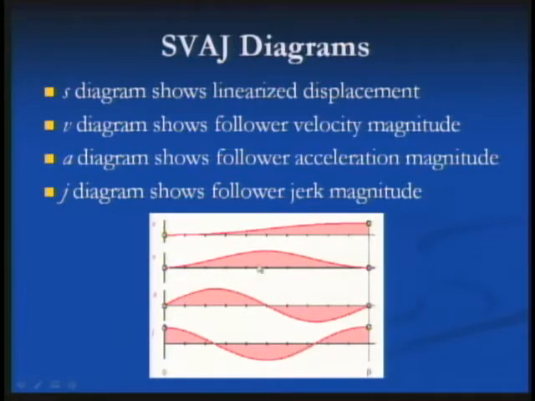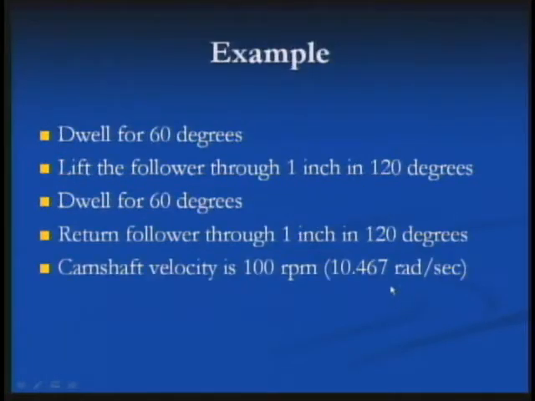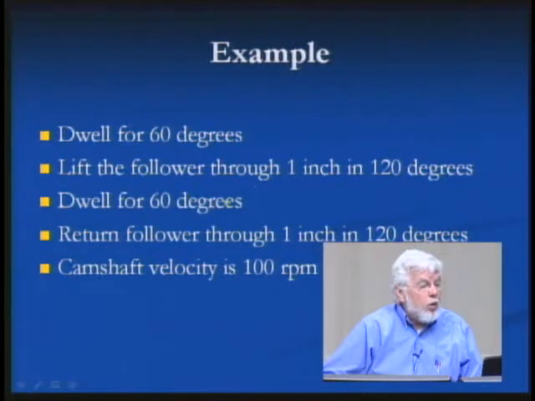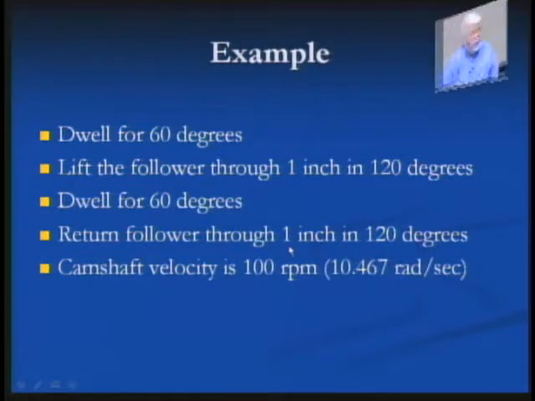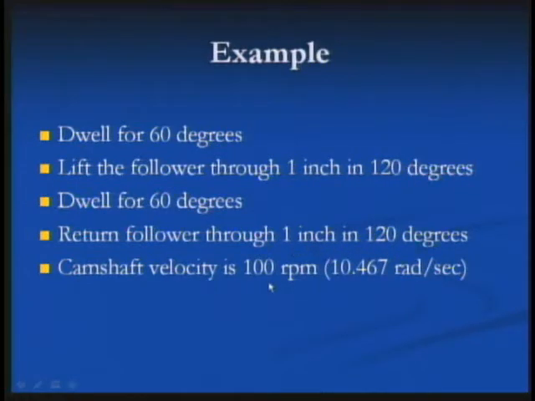His displacement, his velocity, which is its first derivative, acceleration, the next derivative up, and jerk, the next derivative after acceleration. So we're going to create these in program DYNACAM. And to do that, I've just made up this simple example. We're going to dwell for 60 degrees, and then we'll lift the follower through an inch of motion in the next 120 degrees, dwell again for 60, then fall back through the same inch in 120 degrees, and we'll run this thing at 100 RPM, which is 10.467 radians per second.